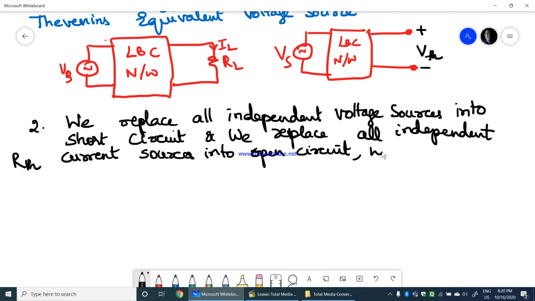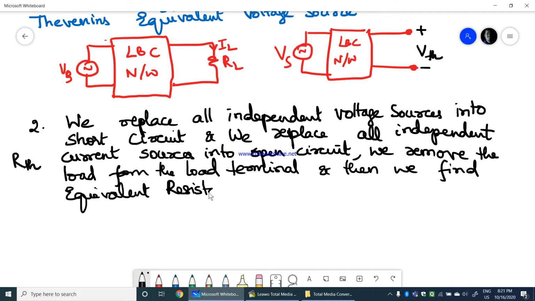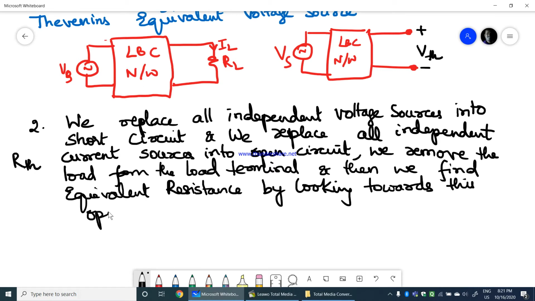then we remove the load from the load terminal. So again we create an open circuit across the load terminal, and then we find the equivalent resistance by looking towards this open circuit load terminal.